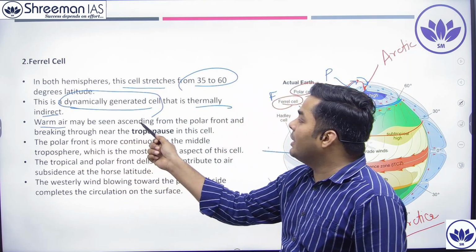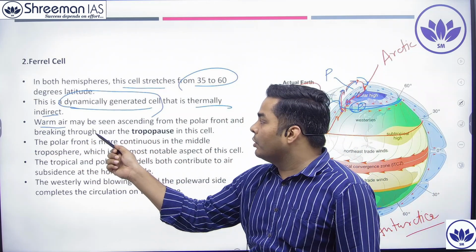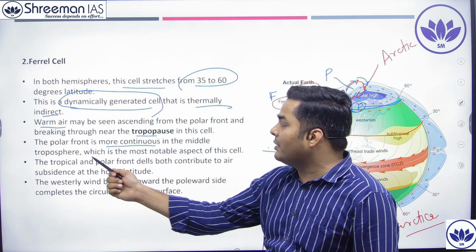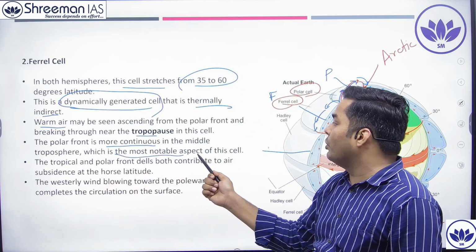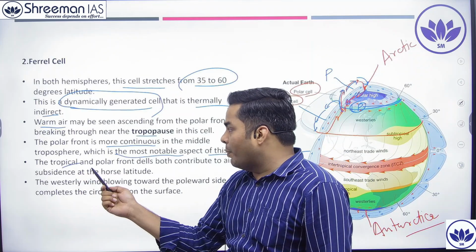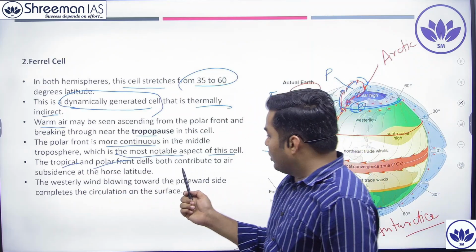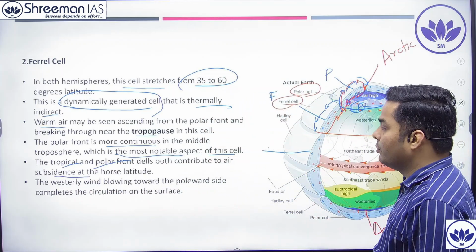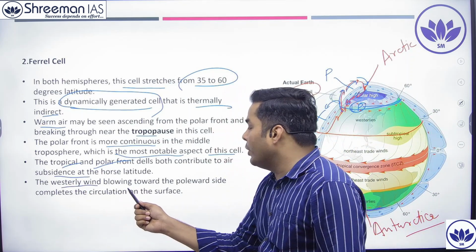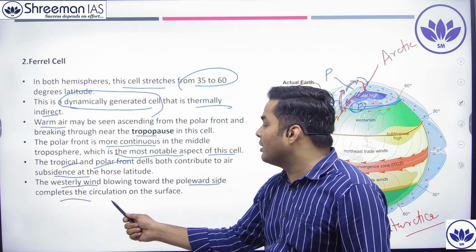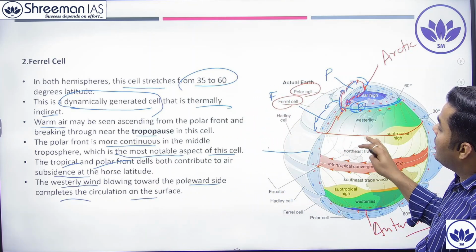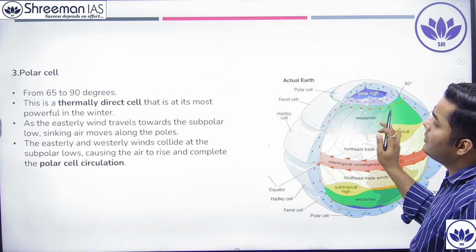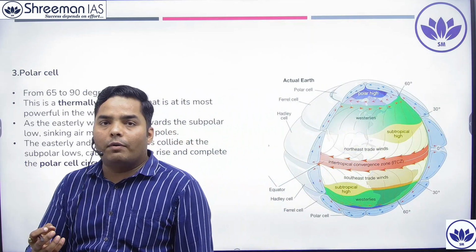Warm air may be seen ascending from the polar front and breaking through near the tropopause in this cell. The polar front is more continuous in the middle area, in the middle tropopause, which is the most notable aspect of this cell, and tropical and polar fronts both contribute to air subsidence at the horse latitudes, means 30 degrees north or 30 degrees south latitude, and westerly winds blowing toward the poleward side complete the circulation at the surface. So hence these Hadley, Ferrel and polar cells are formed.